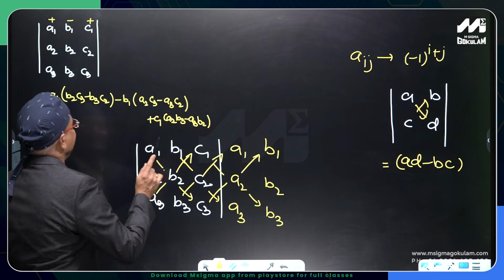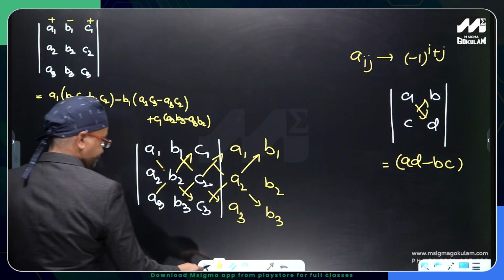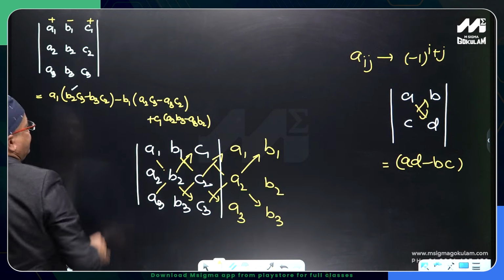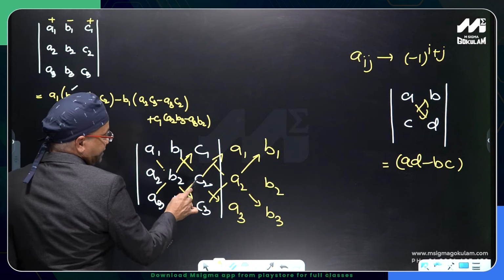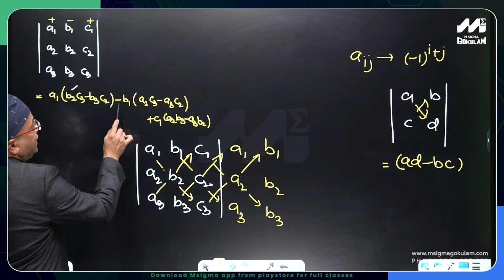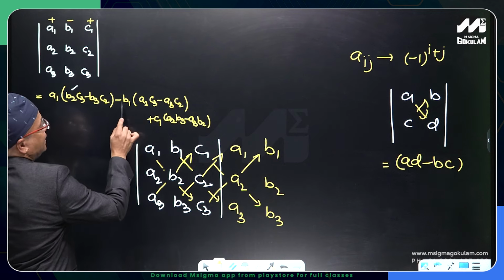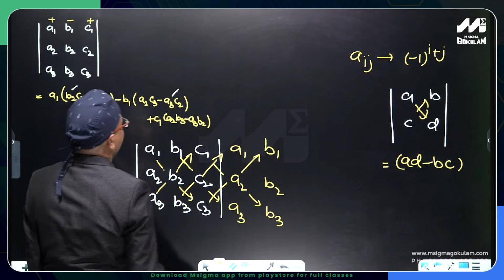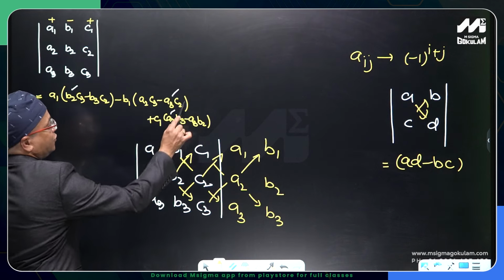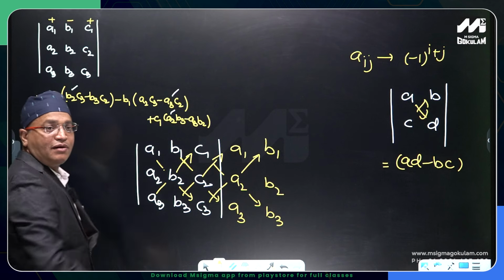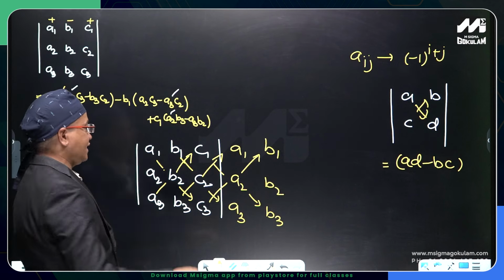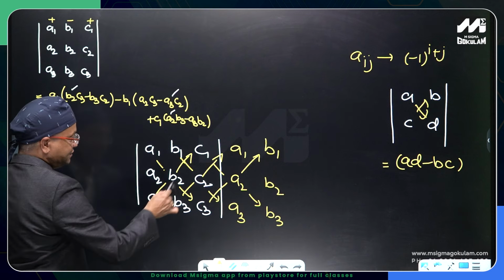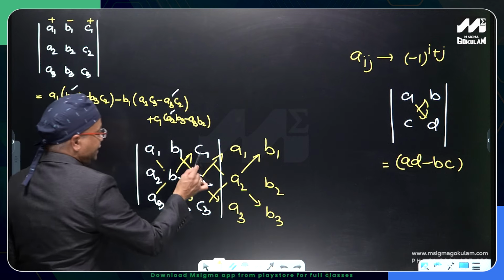A1, B2, C3. You observe here, A1, B2, C3 is there. B1, C2, A3, you observe carefully, plus, plus, plus. B1, C2, A3 term is there. C1, A2, B3 here, C1, A2, B3 term is there. Up components you take with negative sign: minus C1, B2, A3.